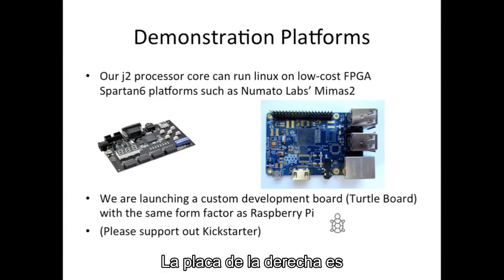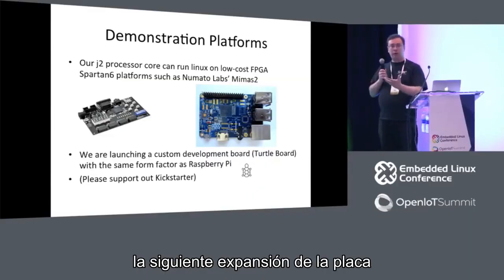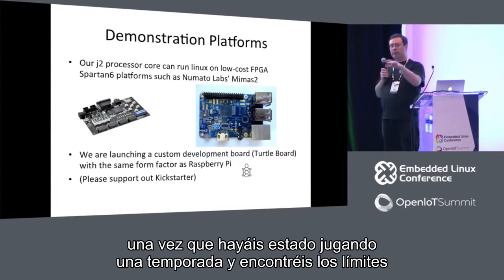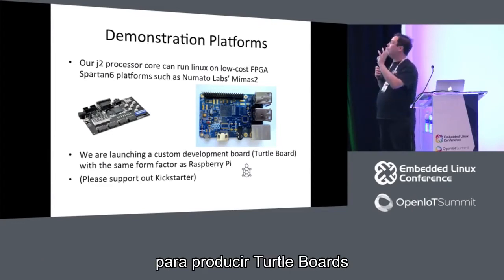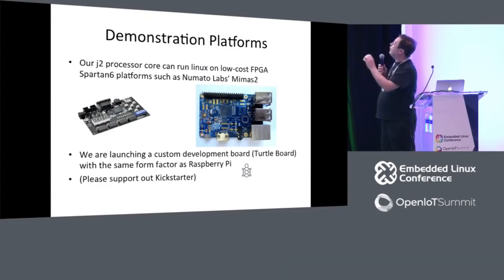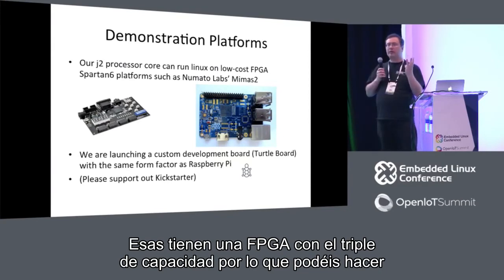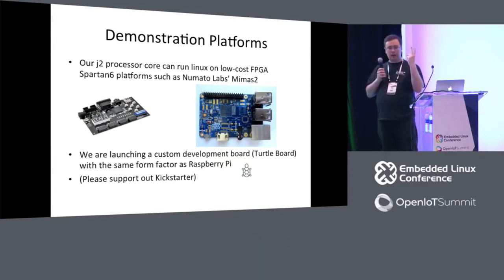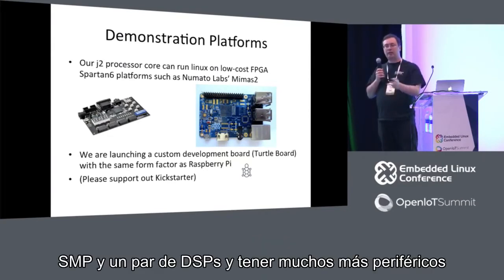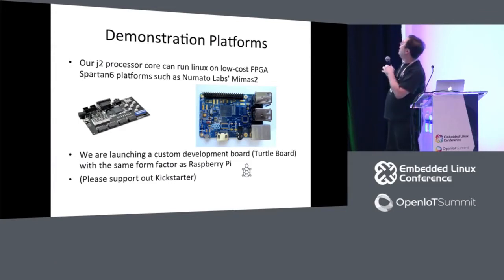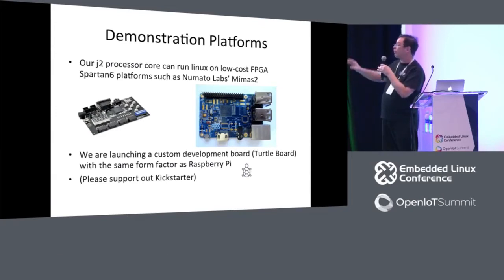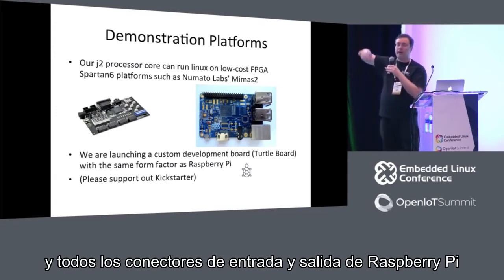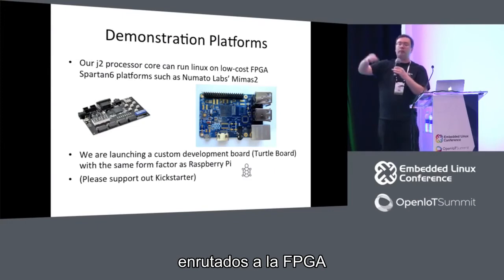The board on the right is our next expansion board, the next step up from that. Once you've played around with this for a while and you find it limiting, then we have the Turtle board, which we're putting together, and we're going to be doing a Kickstarter to produce Turtle boards. Those have an FPGA with 3 times the capacity, so you can do a two-way SMP and a couple of DSPs and have a lot more peripherals. And it has the form factor of, I believe, a Raspberry Pi 2B with all the I/O connectors of a Raspberry Pi routed to the FPGA.